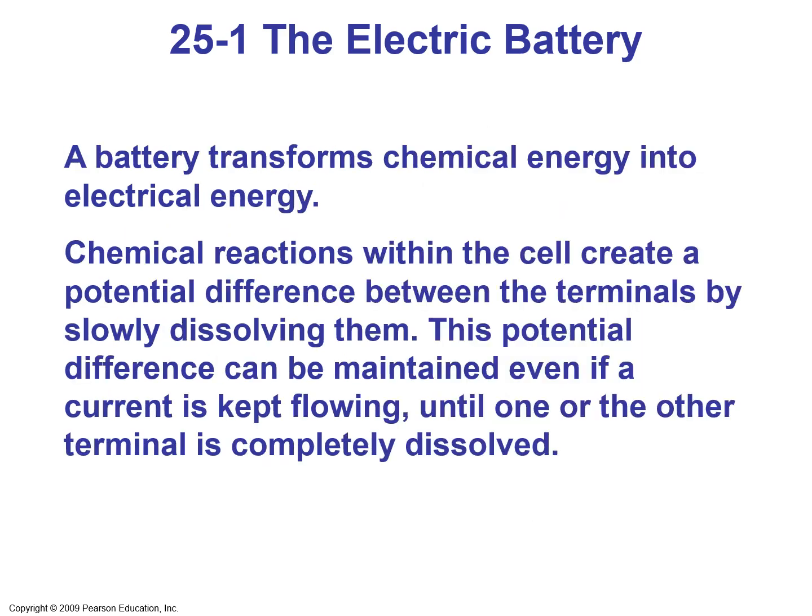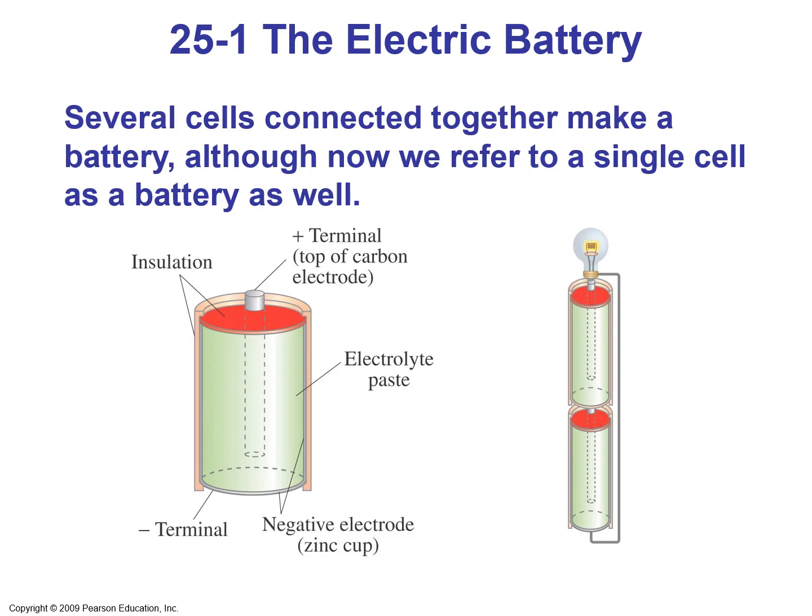A battery transforms chemical energy into electrical energy. Chemical reactions within the cell create a potential difference between the terminals by slowly dissolving them. This potential difference can be maintained even if a current is kept flowing until one or the other terminal is completely dissolved. Several cells connected together make a battery, although now we refer to a single cell as a battery as well.